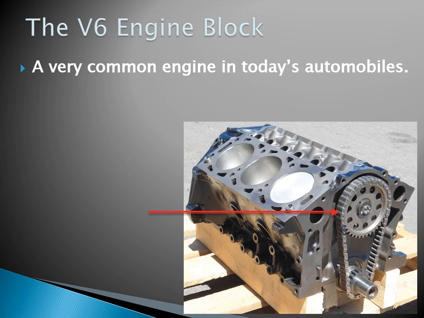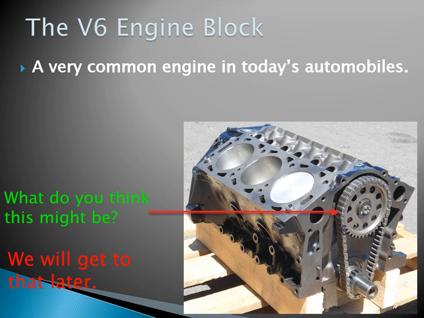This one here is the V6 engine block, which is very common in today's automobiles. Even vehicles that used to be 8 cylinders, the technology has gotten to the point where they can get a lot of power out of a V6 engine nowadays. What do you guys think this might be? Well, we're going to get to that later. That's a timing chain. The larger sprocket on top would be your camshaft sprocket, and the smaller sprocket at the bottom would be our crankshaft sprocket.